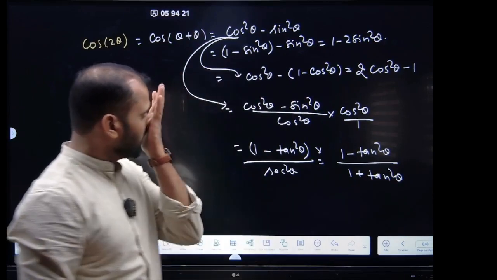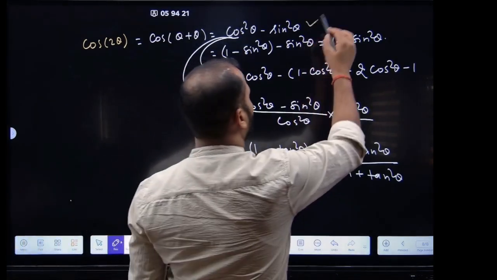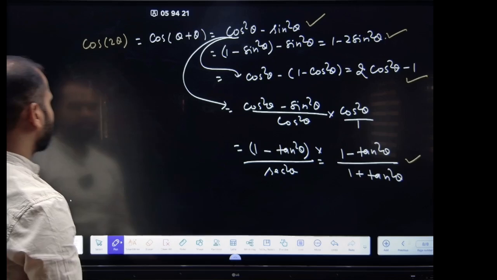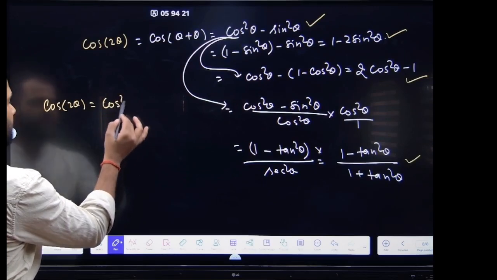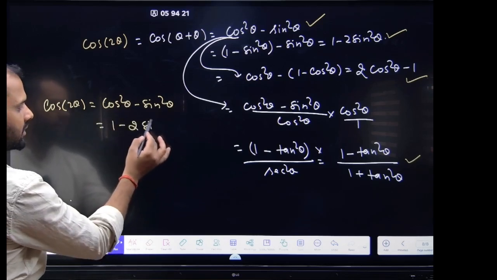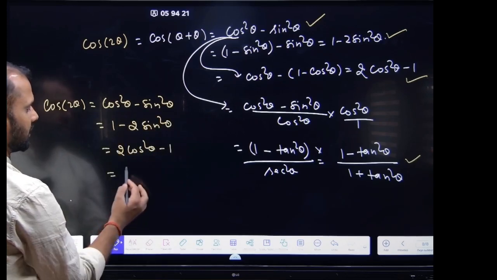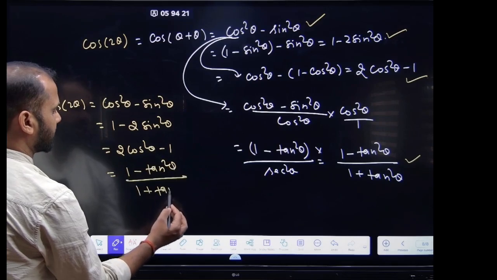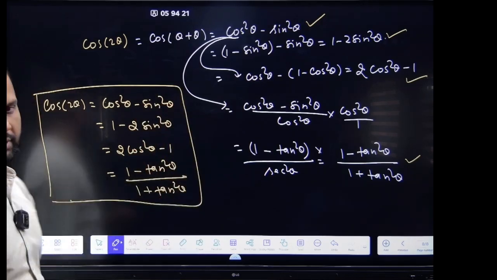In the exam, they can ask you any one of these. So what should you remember? You just remember these base ones. If I conclude, cos of 2 theta is nothing but cos square theta minus sin square theta. That is the first. Second, 1 minus 2 sin square theta is equal to 2 cos square theta minus 1, is equal to 1 minus tan square theta divided by 1 plus tan square theta. So whichever formula you want, you can use it according to the situation in the question.